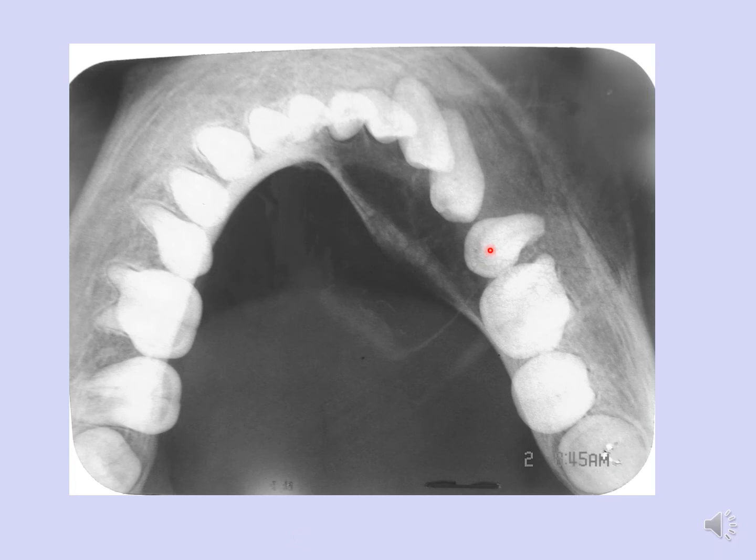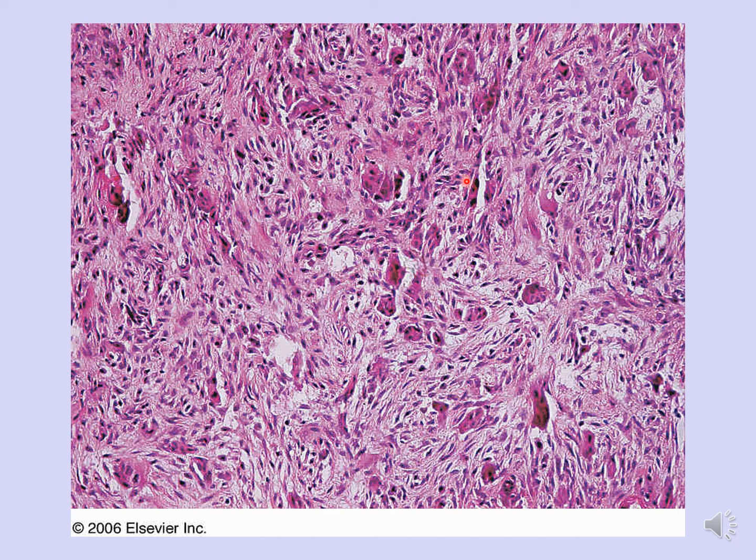Now this is a radiographic presentation, so you're seeing buccal cortical expansion, all right? This is an occlusal view of the mandible. You're seeing cortical expansion, you're seeing a lesion present over here. Microscopically, what you're seeing is hypercellular structures. These are the giant cells that we see. These are all fibroblasts and blood vessels of varying size and shape, okay? Now this is central giant cell granuloma.